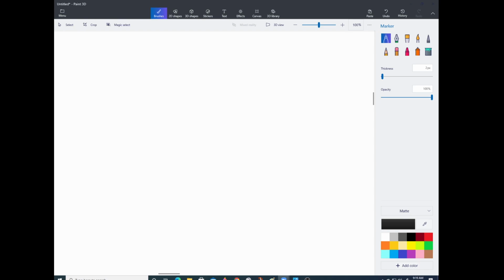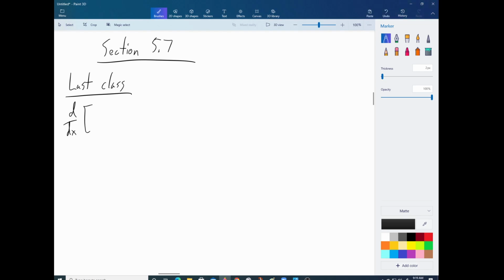Okay. So, today we are doing, wait for it. There we go. Section 5.7 in the book. And it's just going to be the integrals based on the derivatives we learned last class. So, last class, we learned these derivatives and we went through and proved them using triangles as to why they're true.